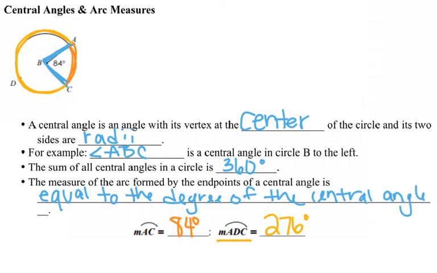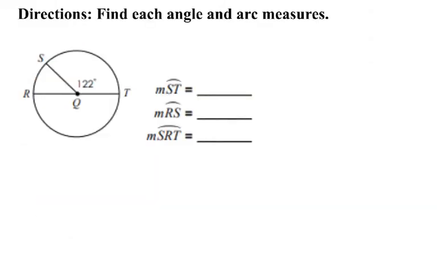Another thing, when I see that there's only 2 letters, that is a minor arc, and I know that that measure is going to be less than 180. When I see 3 letters like this, that's a major arc, and I know it's going to be more than 180. So that's just another little helpful hint that you can kind of gauge if you're off on your measurements. Okay, so let's do this one.